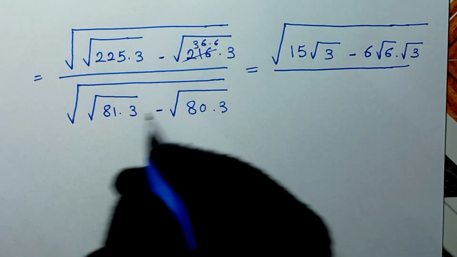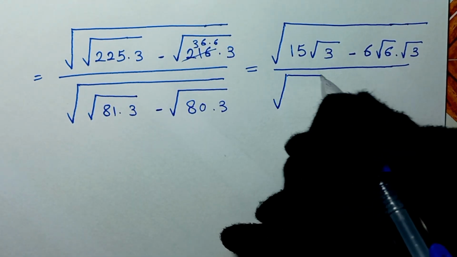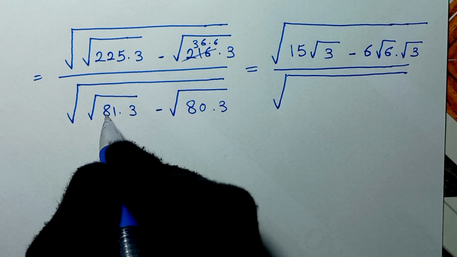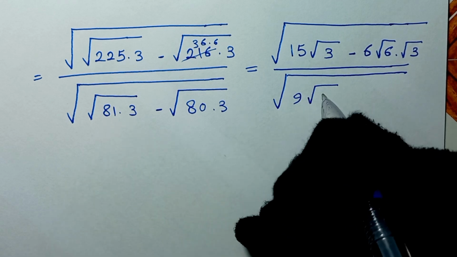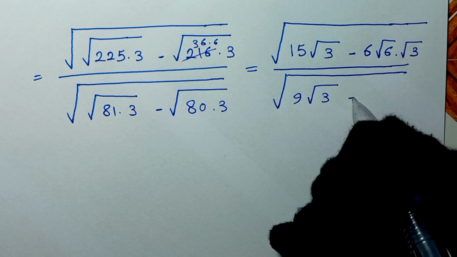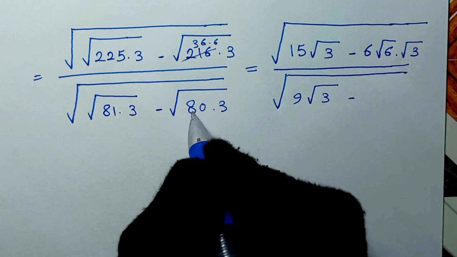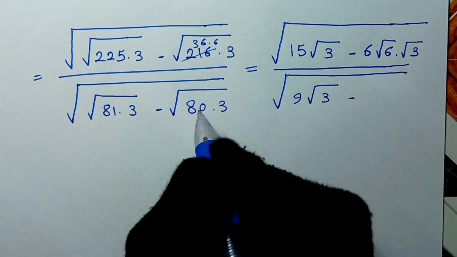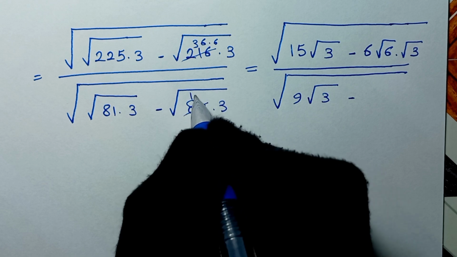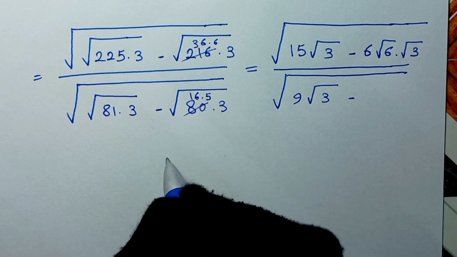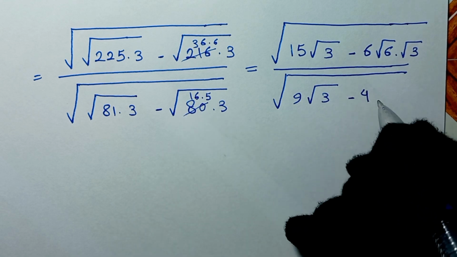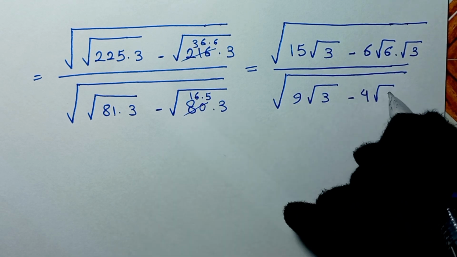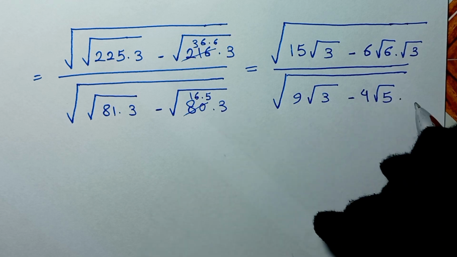And for denominator in here, we have a square root of 81 is 9, so 9 times a square root of 3, and minus, in here we have 80, and we can write 80 as 16 times 5, right? And a square root of 16 is 4, so we write 4 square root of 5, and times a square root of 3.